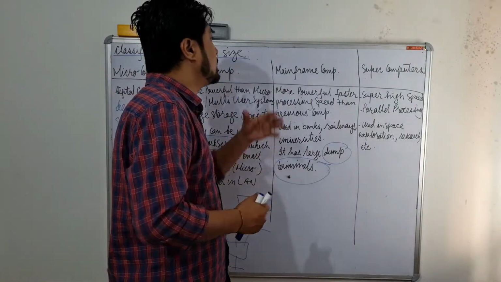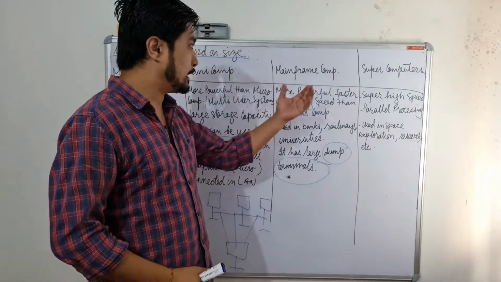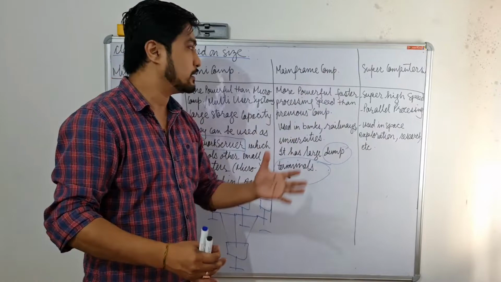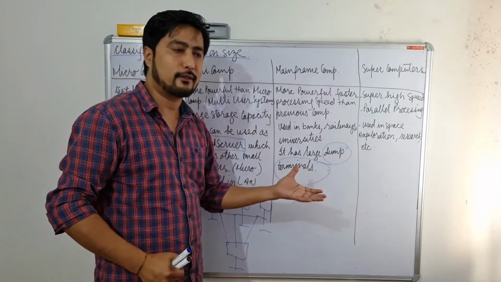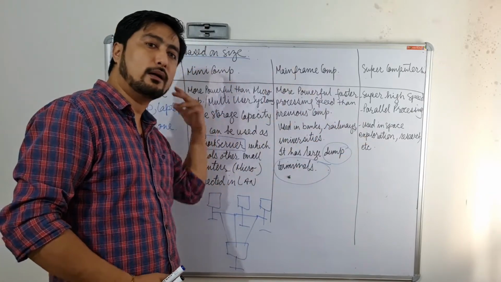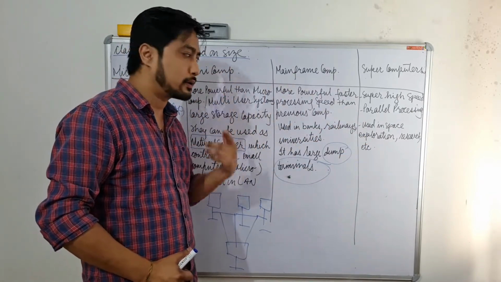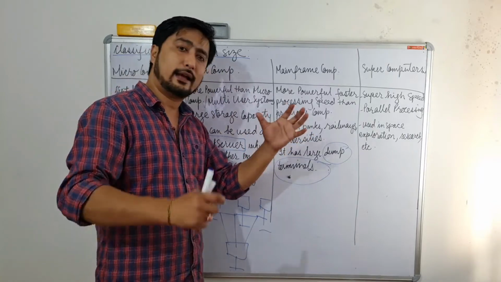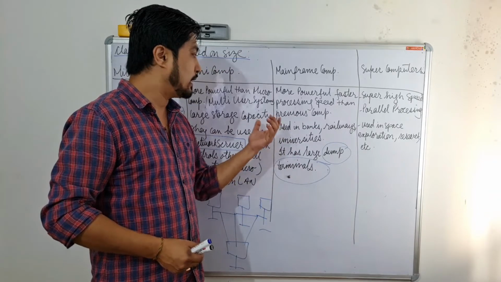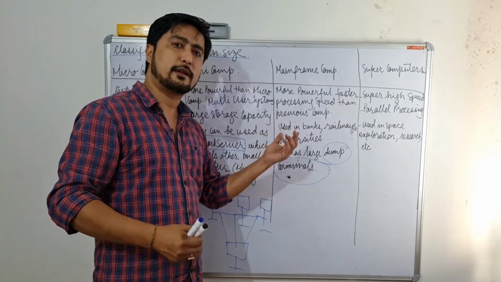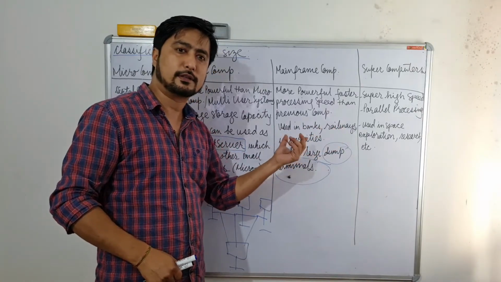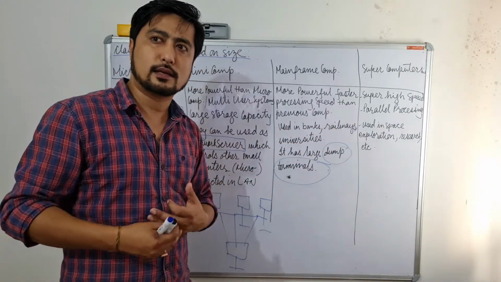Now next is the mainframe computer. Let us see what this mainframe computer is. A mainframe computer is more powerful and faster, with a faster processing speed than mini and micro computers, and it has a huge data storing capacity. That is why it is used in big organizations like banks, railways, and big universities. They are used in such places.